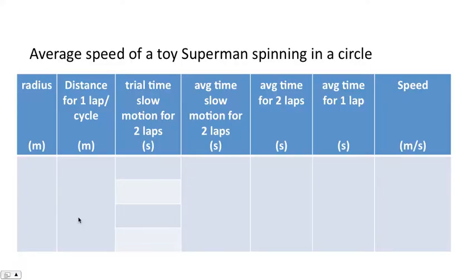So here's the table I'd like you to complete today. Please note that I'd like you to get 4 different times in slow motion for the 2 laps of Superman going around. So you may have to watch the video multiple times in order to get that data. Your ultimate goal, of course, is to complete the table and determine speed.